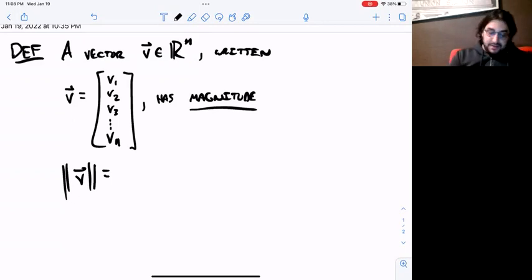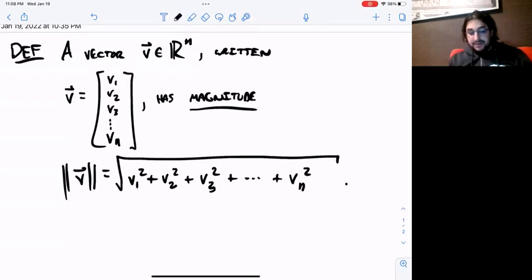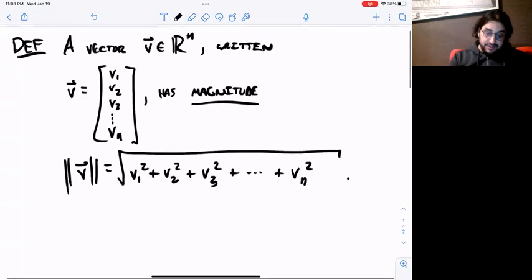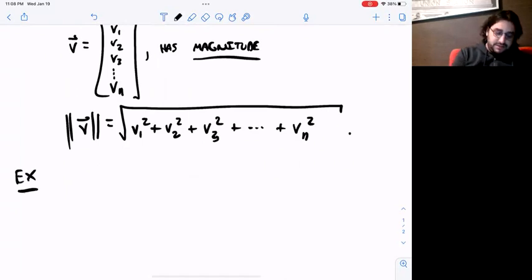So double absolute value bars signifies magnitude for us, and the definition of magnitude is the square root of the sum of squares of the coordinates. So this is the definition of magnitude. Where does this come from? Well, it generalizes what we mean by distance in 2 dimensions. If you have just the magnitude of a 2-dimensional vector, so let's do that.